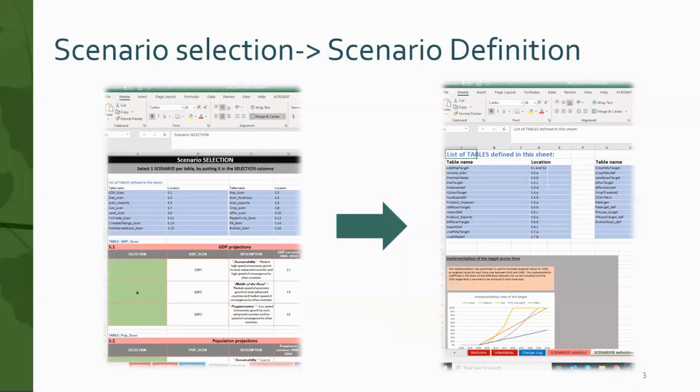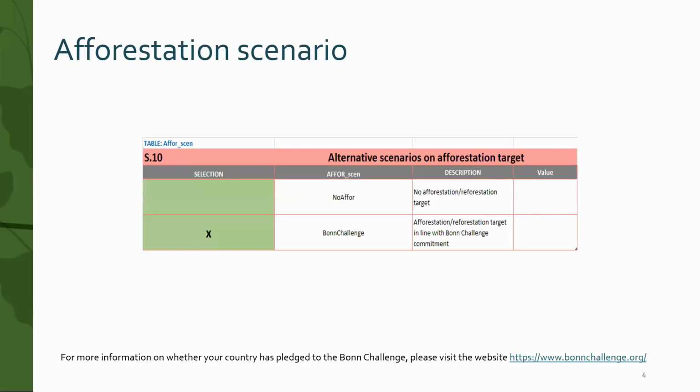In the last video, we reviewed how changing scenario preferences in the worksheet Scenario Selection would lead to different results in the yellow worksheets. In other words, the most basic action of the user of the FABLE Calculator is a scenario selection. The next level of action is to adapt the chosen scenario by changing several values in the scenario definition worksheet. We will look into it in more detail using the example of the scenarios on afforestation target.